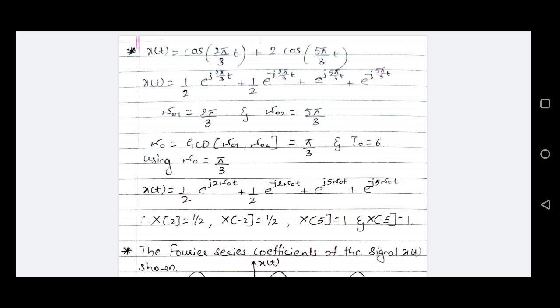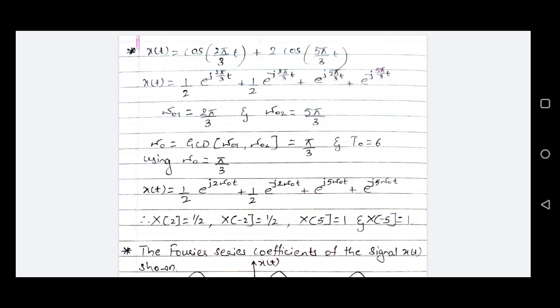x of t can be rewritten as 1 divided by 2 e to the power j 2 pi divided by 3 t plus 1 by 2 e to the power minus j 2 pi divided by 3 into t plus e to the power j 5 pi divided by 3 t plus e to the power minus j 5 pi divided by 3 into t. For the second cosine, 2 in the numerator and denominator will cancel out. So the constants associated with both the exponentials will be 1.